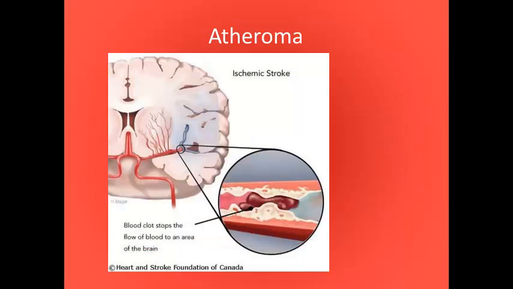This process can also occur in the brain as well, and if that happens, then it can lead to a stroke. So you can see in the picture here, there's a blood clot that has formed on the area of atheroma. It's blocked the flow of blood to an area of the brain, and that can lead to that area of the brain not working, which is a stroke.